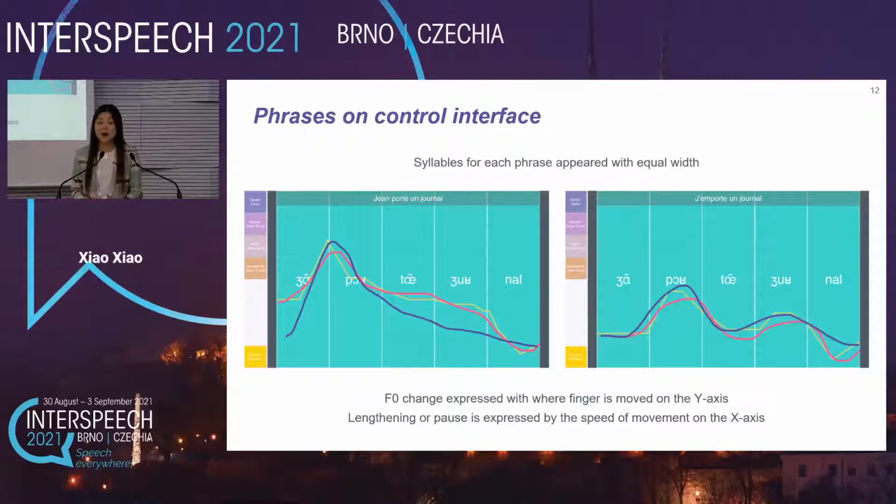And the lengthening or pause is expressed by the speed of the movement. To make the two phrases look the same, the syllables for each phrase appeared with equal width. And so it's up to the people themselves to modulate the speed.